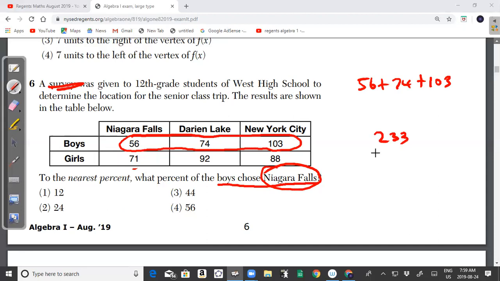And the question is, what percent of these 233 boys chose Niagara Falls? So it's going to be 56 that chose Niagara Falls out of the total number of boys, multiplied by 100%. And to the nearest percent, the answer will be choice 2. All right, so the answer for question 6 is choice 2.